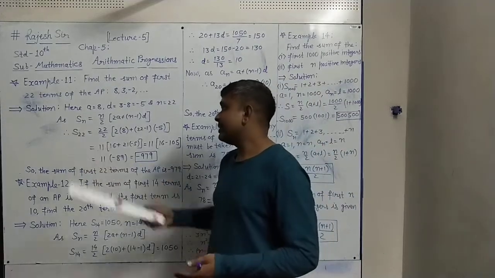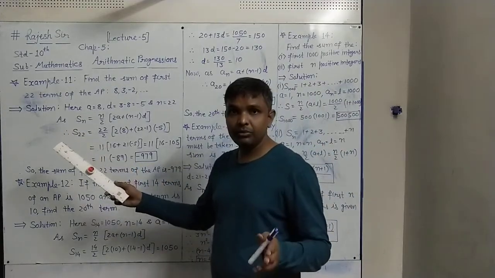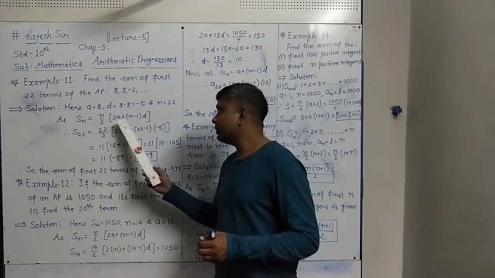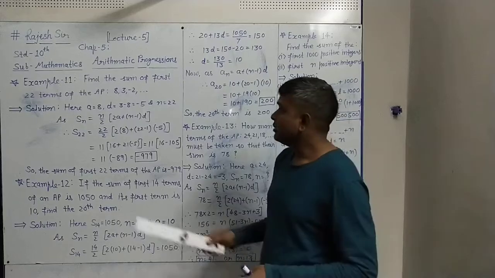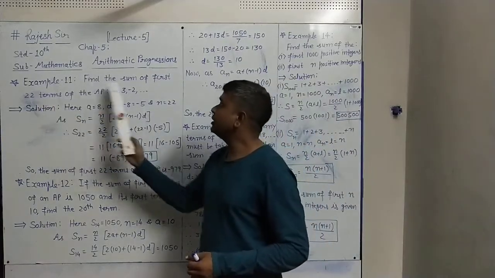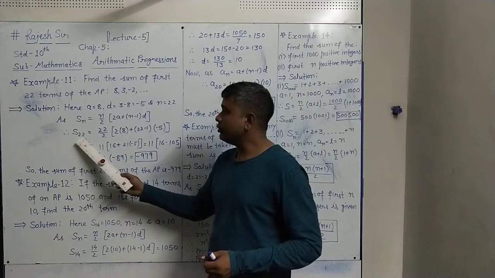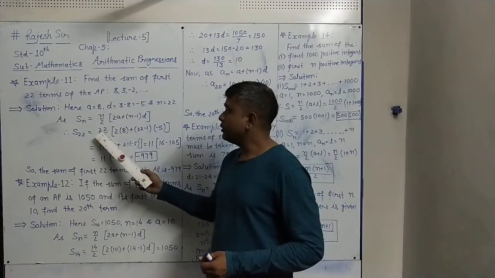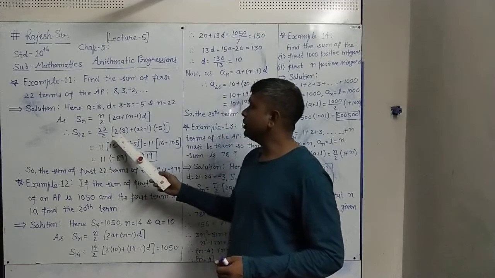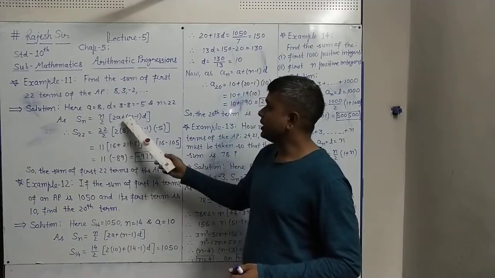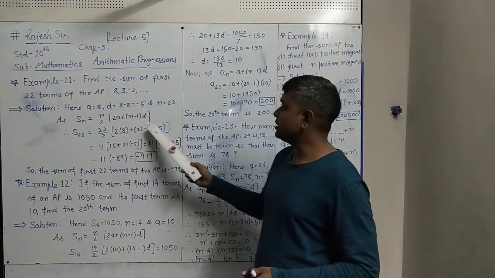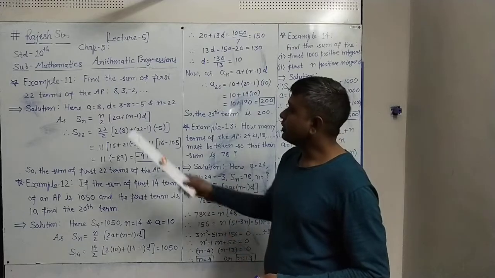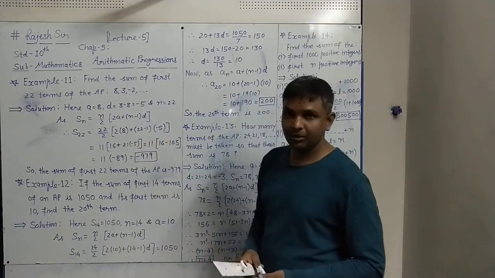As in the last lecture we derived the sum of first n terms formula, Sn equals n by 2 into bracket 2a plus n minus 1 d. Now we want the sum of 22 terms, so n equals 22. So S22 equals 22 upon 2, into 2 times a, which is 8, plus n minus 1, which is 22 minus 1, into d, which is minus 5. A, d and n, all three values are placed in the formula.